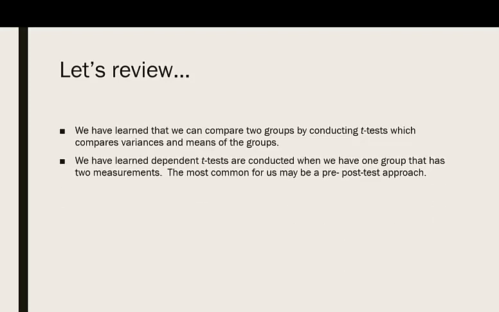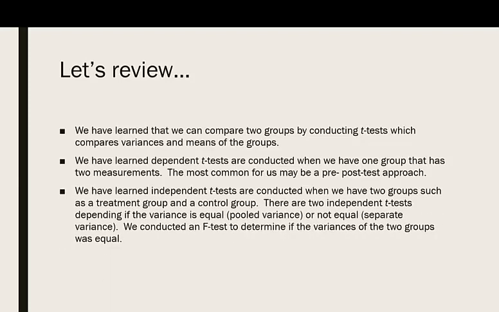We learned that the dependent t-test is conducted when we have one group that has two measurements. The most common form of this may be a pre- or post-test approach, and we saw some examples of that. We've learned that independent t-tests are conducted when we have two groups, such as a treatment group and a control group, and then we talked about the fact that we have two types of independent tests, whether our variance is equal or not equal.